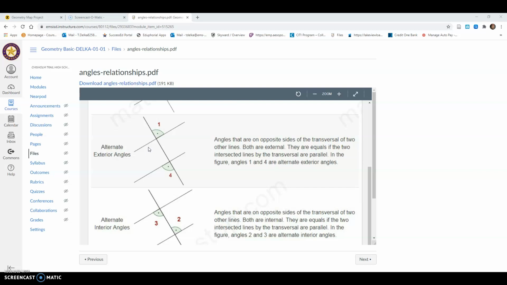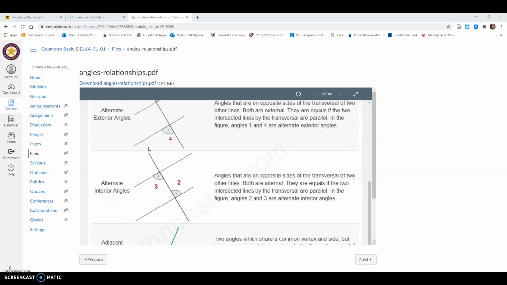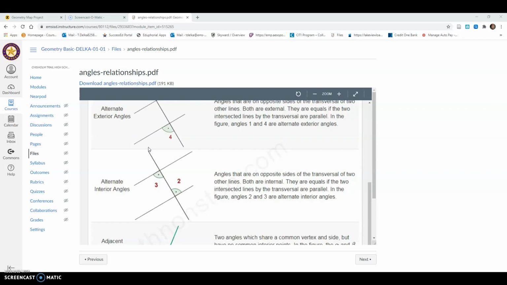I'm not going to expect you to memorize all of this. That's why you have a copy of your class notes. If you take a test next week on this, you can use your notes. It's an open note test, okay?